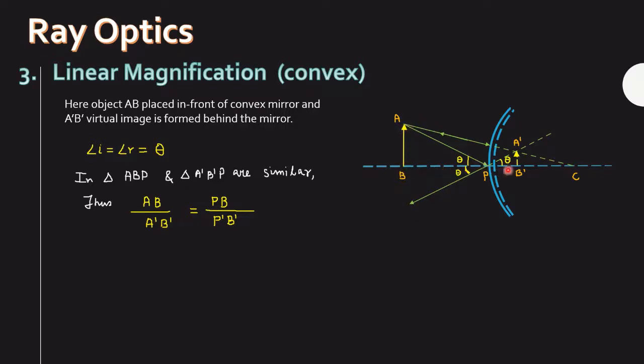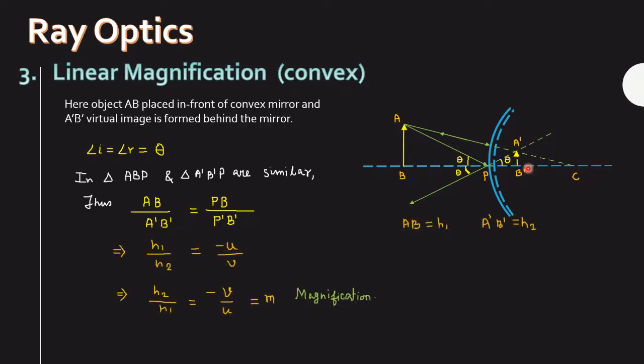Now similarly, considering the triangle ABP and triangle A prime B prime P as similar triangles, we obtain that AB divided by A prime B prime is equal to PB divided by P B prime. Further proceeding and placing all the values, we obtain the ratio h1 by h2 equals minus u by v. Based on the sign convention, the object distance will be negative but the image distance is on the other side of the mirror, and thus it will be positive.